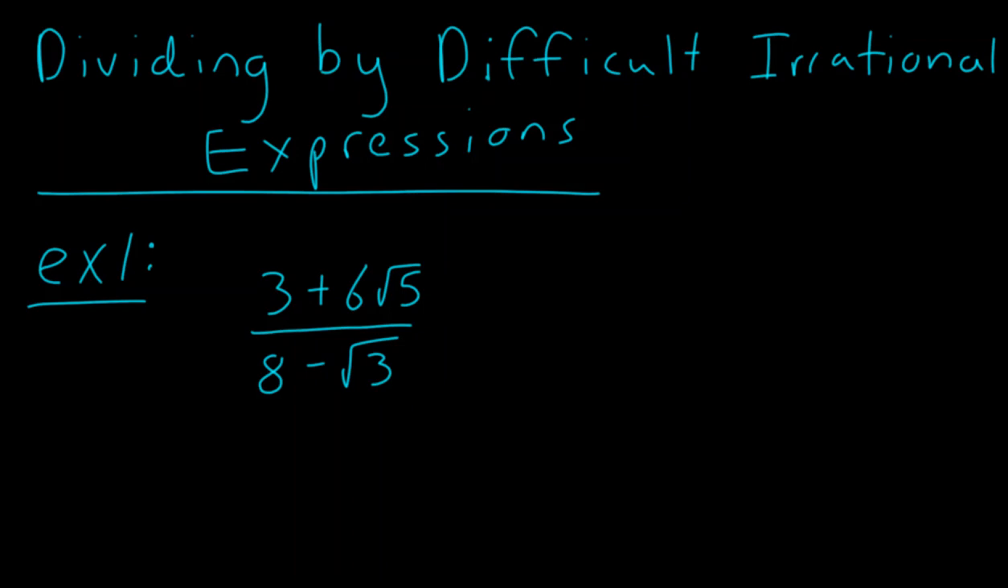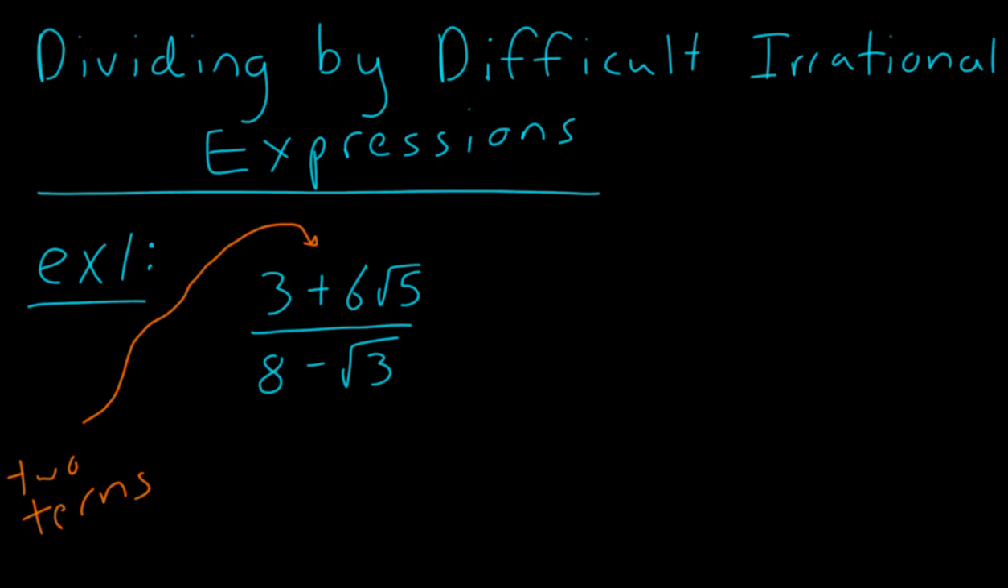Alright, and welcome to dividing by difficult irrational expressions. Now you'll notice what's going to make this difficult is not really the expression, because we've seen this before, but it's actually going to be the numerator. And we can say that there are two terms in the numerator. And this actually just makes things a little bit more difficult.